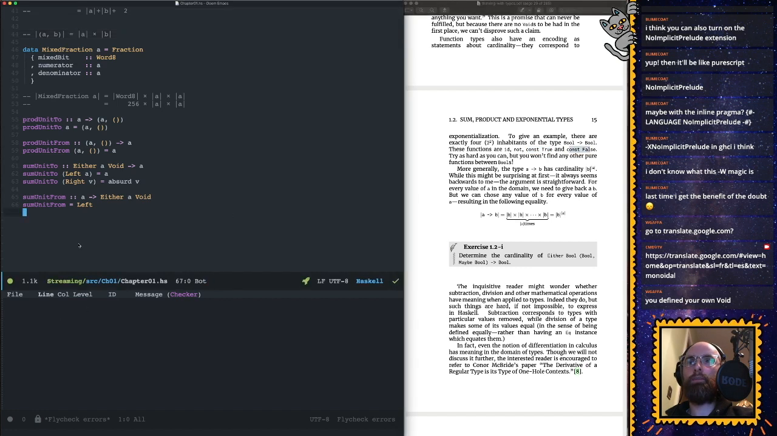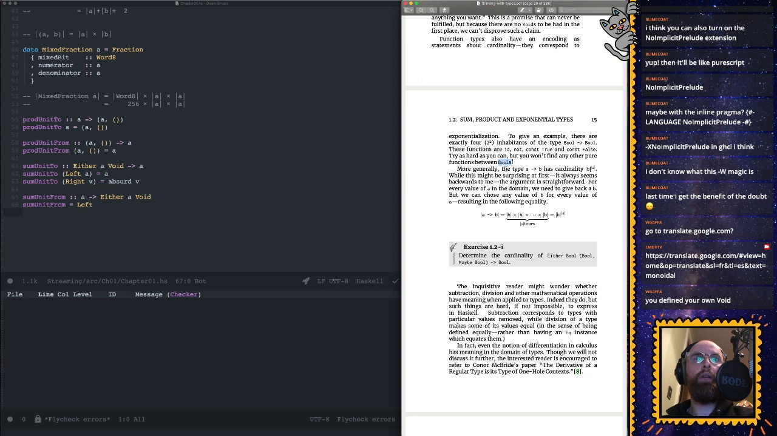Okay, let's have a look then. Try as hard as you can, but you won't find any other pure functions between bools. Okay, yeah, I get you. So there's no other function. Yeah, so id makes sense, because whatever you give it, it gives you back the same thing. Not makes sense, because it just returns you the opposite. Const true, yeah. Let's have a look, actually.